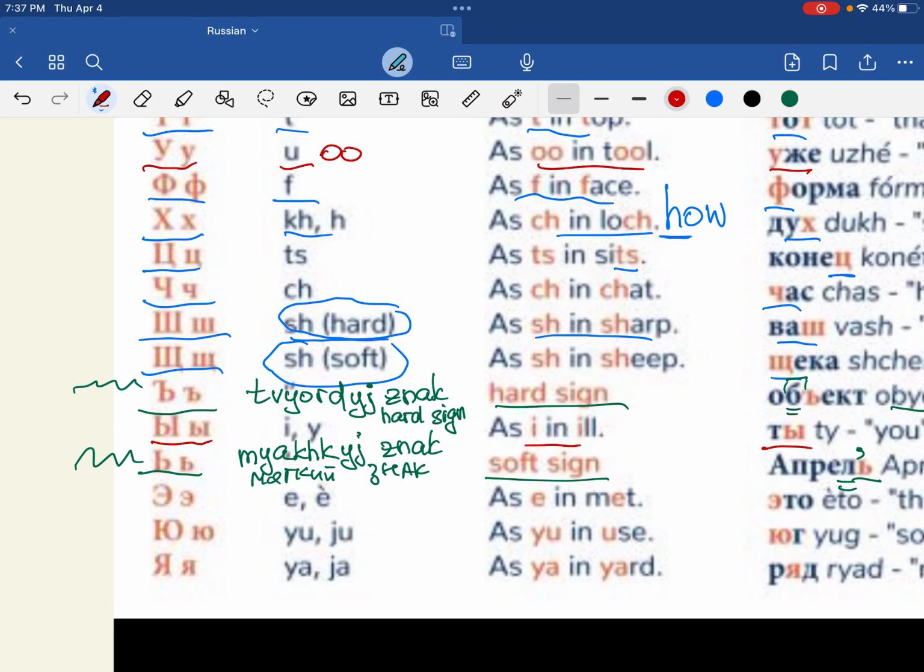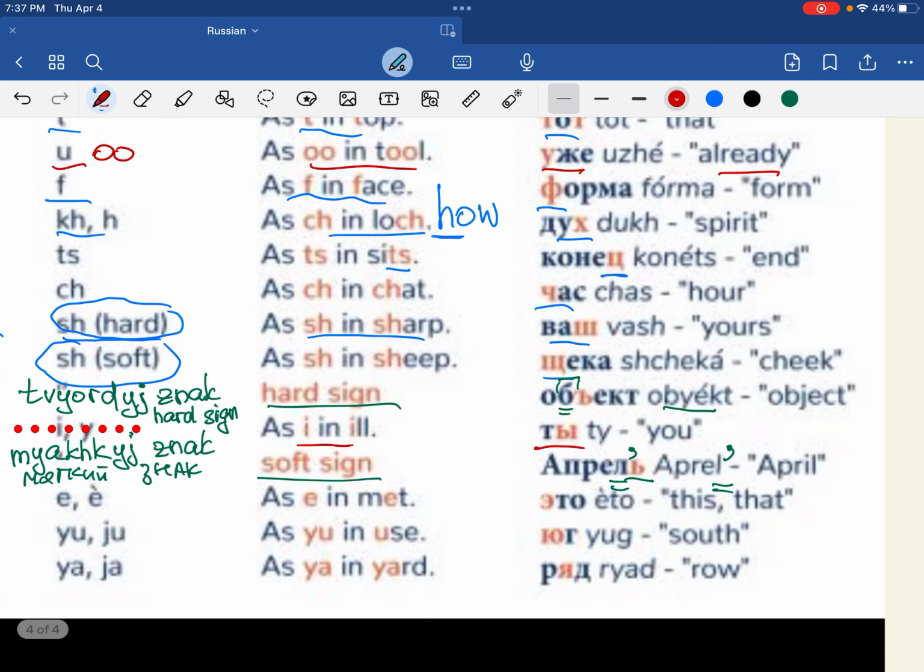The next vowel is the letter E. In English, it would be pronounced like E in met. Like met somebody, here is the sound E. Or in Russian, it would be pronounced like E in это, which means this or that.